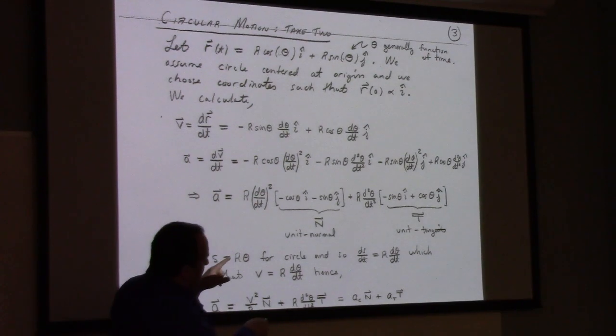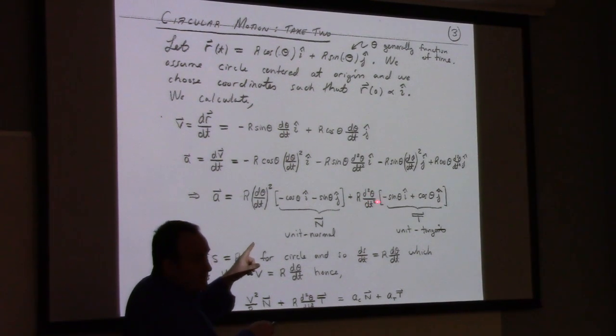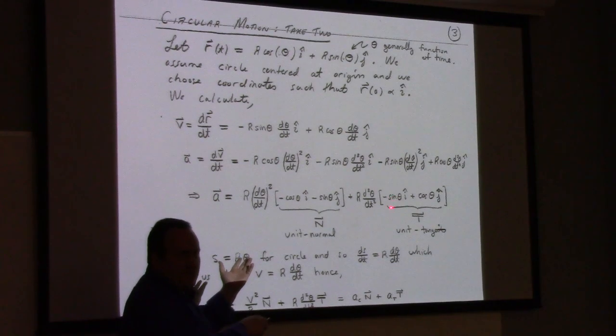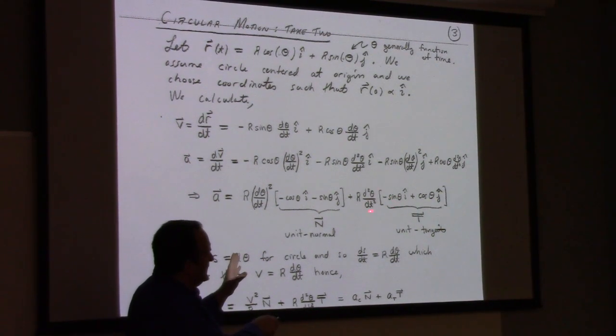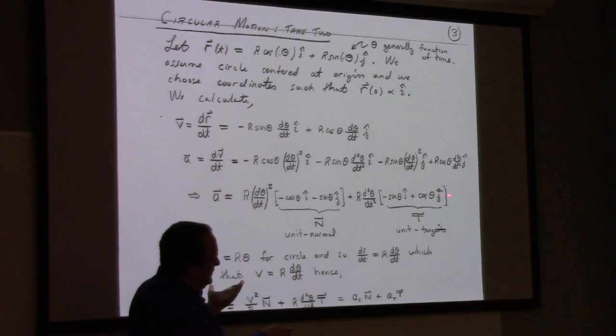But there's another piece which is proportional to the radius times the acceleration of the angle, right? The rate of change of the angular velocity, we call this the angular acceleration. We'll study this towards the end of the course, all right? I'm just mentioning it briefly here, but we later call this alpha. It's the angular acceleration. But anyway, this right here is the tangential direction.